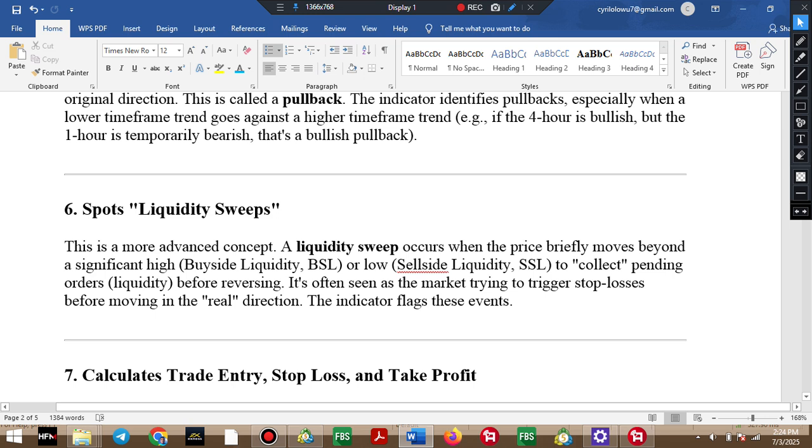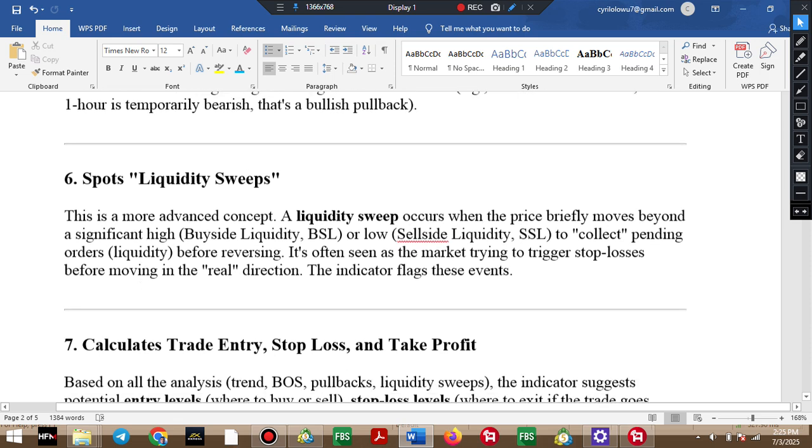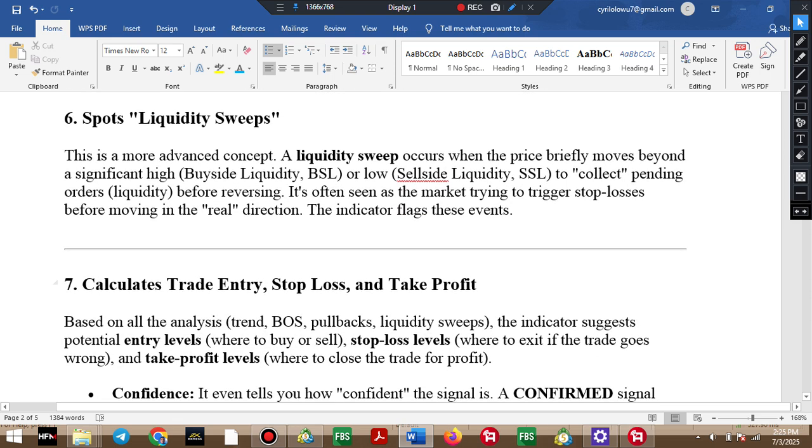The indicator flags this event. That means it tells you and shows you that there is a possible liquidity sweep, and it also tells you if it is a buy side or a sell side.